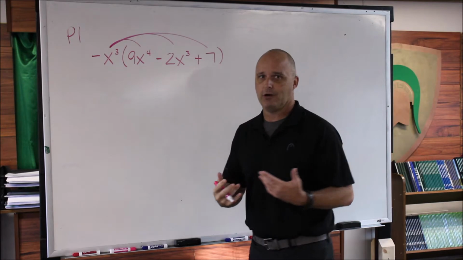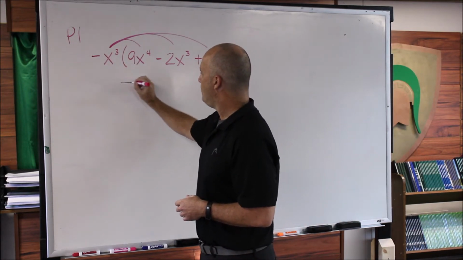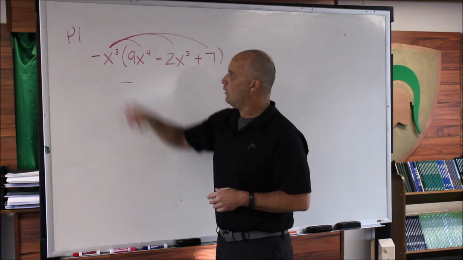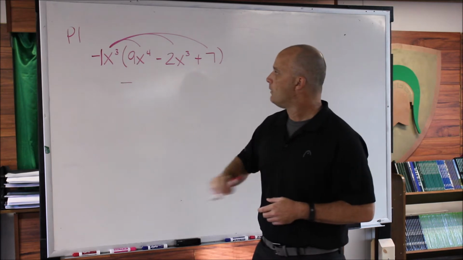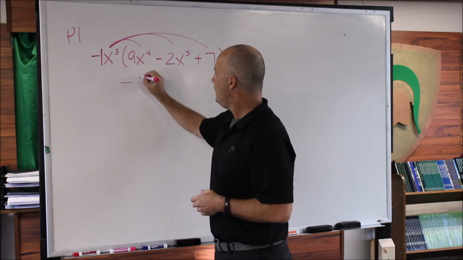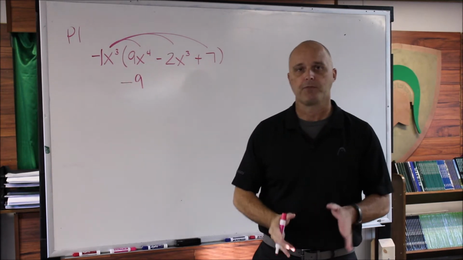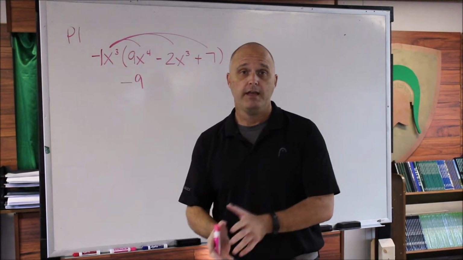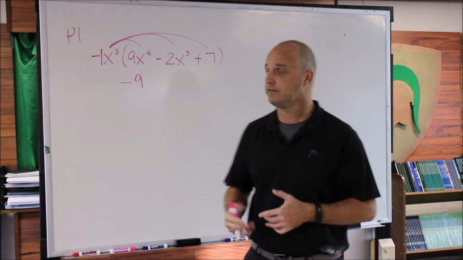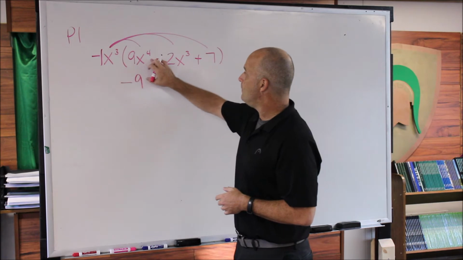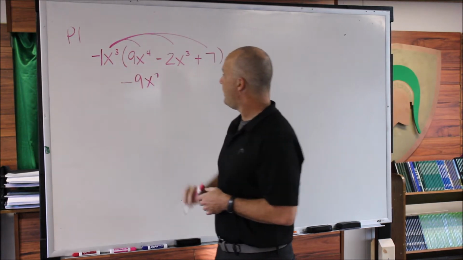As I always like to do, I start with my sign. Negative times a positive, I'm going to end up with a negative. Then I look at my coefficient. The coefficient on here is a 1, so I multiply 1 times 9, and that gives me 9. Then x cubed times x to the 4th. Go back and remember your rule: if you're multiplying like bases, then you add the exponents. So we add the 3 and the 4, and we get x to the 7th.